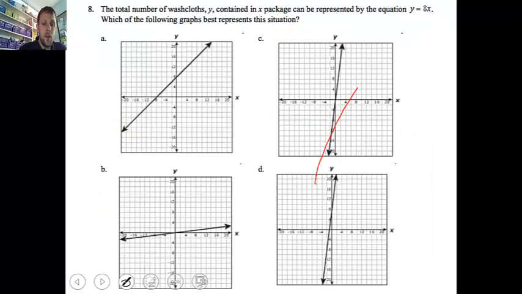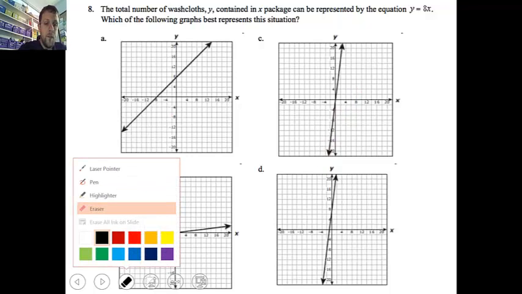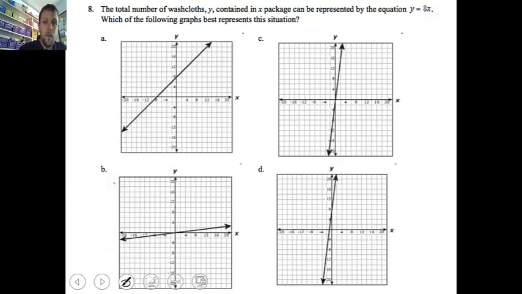Right. Let me erase that. The total number of wash glasses y contained in x packages can be represented by the equation y is equal to 8x. I already realized that it doesn't have a y-intercept, meaning it's proportional. And if it's proportional, that means it has to go through the origin. So this one doesn't go through the origin, so it's not that one. And it's not that one because it doesn't go through the origin.